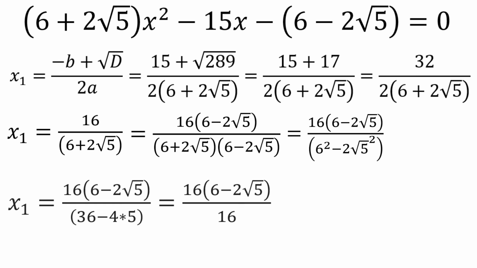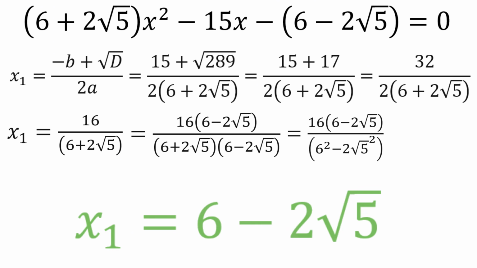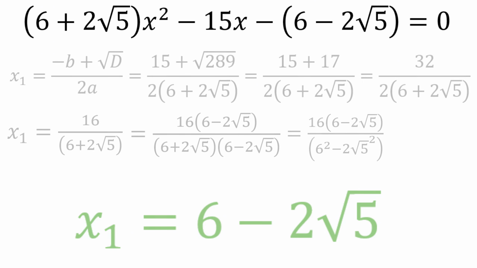After calculating the denominator, we see that it is equal to the number after the parentheses in the numerator, which means that they need to be reduced, and then in the first root of the equation, the answer will be equal to 6 minus 2 root of 5.